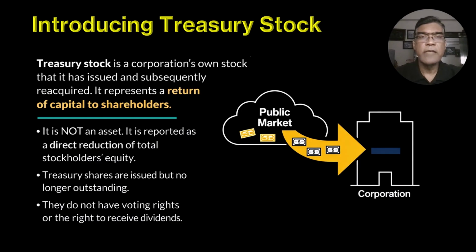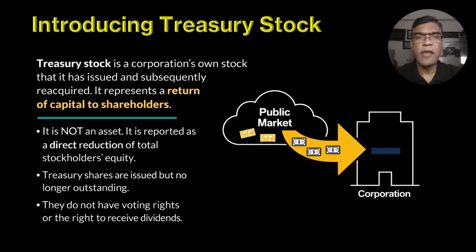When a corporation buys back its own shares from the public market, those shares become treasury stock. This action represents a return of capital to shareholders. The company is essentially investing in itself. Treasury stock is not an asset. It's shown as a direct reduction in the stockholders' equity. These shares are issued but no longer outstanding, meaning they don't carry voting rights or receive dividends.